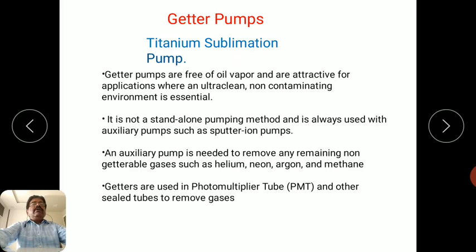This particular getter pump has specific applications, like the photomultiplier tube. You know that the photomultiplier tube is a very important type of optical sensor, a photosensor with very high efficiency. These tubes can be evacuated, or the pressure inside them brought to a certain level of vacuum, with the help of such titanium sublimation pumps and other sealed tubes to remove the gases.